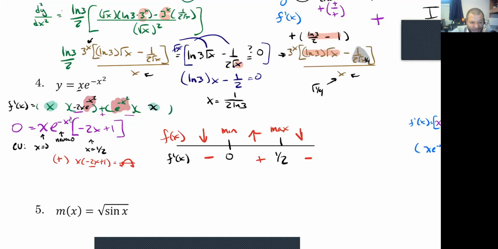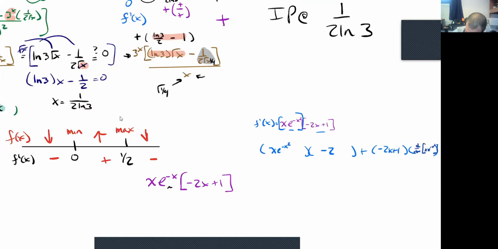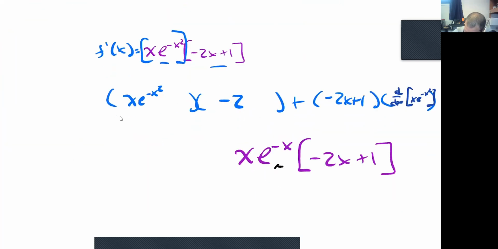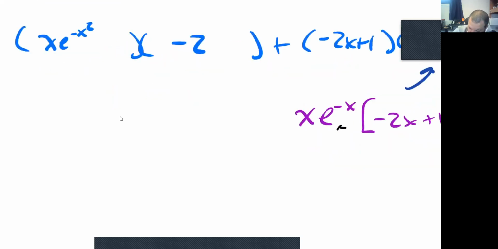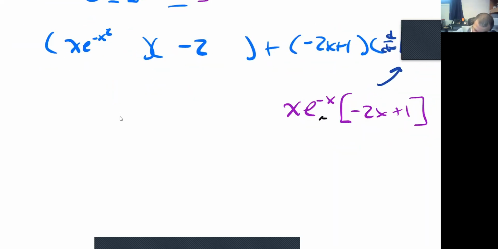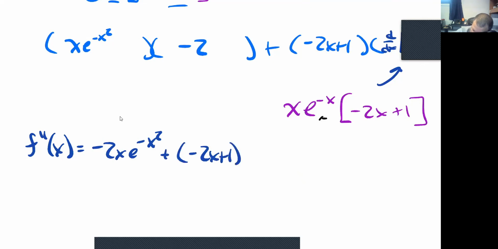It's this x e to the negative x squared, or this thing that was in green. So I could just take this entire green thing and duplicate it, and that's going to be our derivative. That's what this derivative is going to equal. All right, so I'm going to rewrite that a little bit. So we would get the second derivative is equal to negative 2x e to the negative x squared plus negative 2x plus 1 times another negative 2x plus 1.